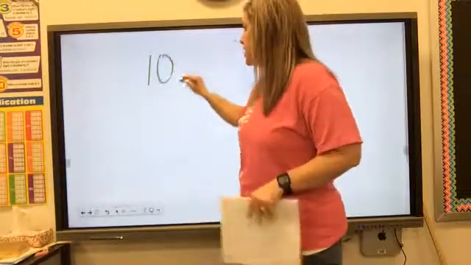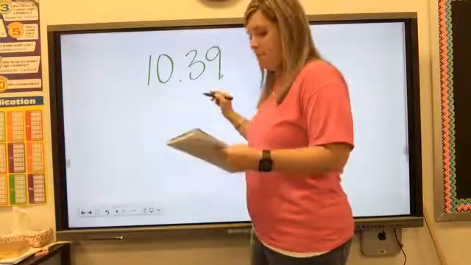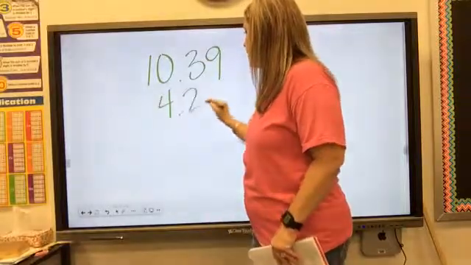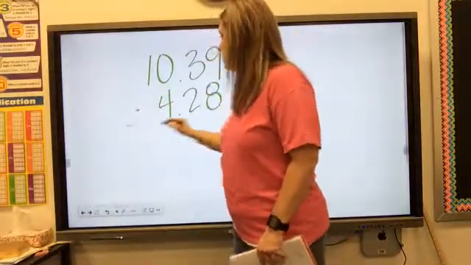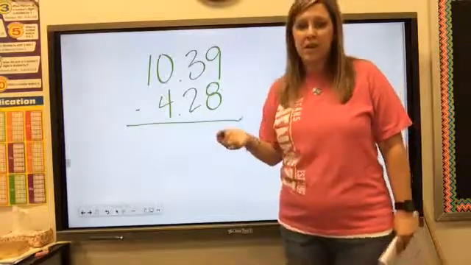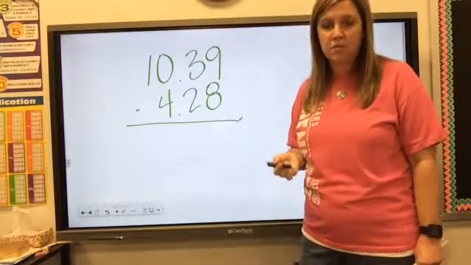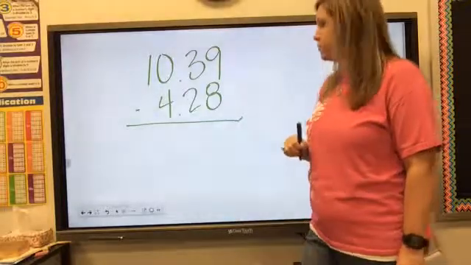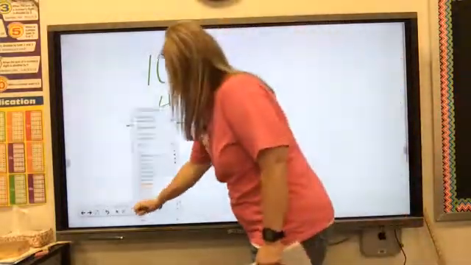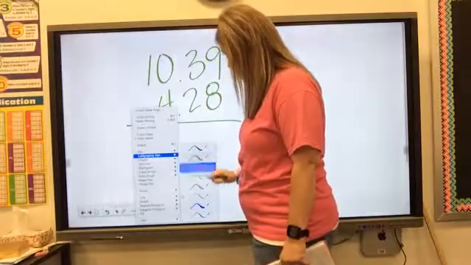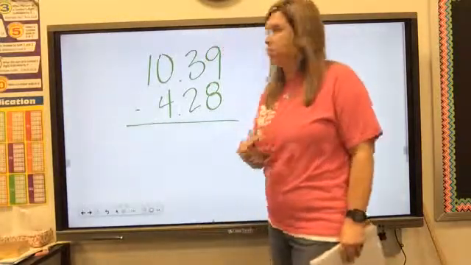So for an example, 10 and 39 hundredths minus 4 and 28 hundredths, okay? Go ahead and write that down. And I want you to pick whatever number you have as I'm writing. So go ahead and solve that. And I'm going to be writing 2 different options for you.